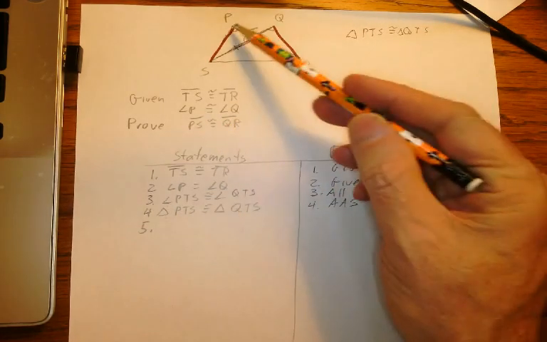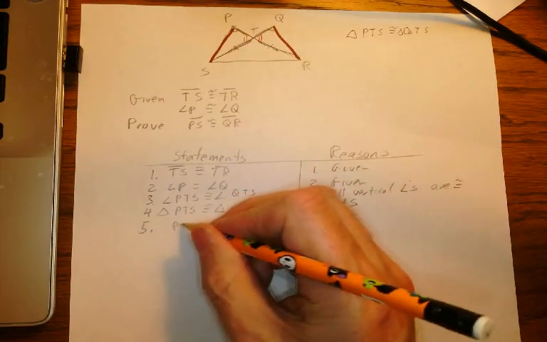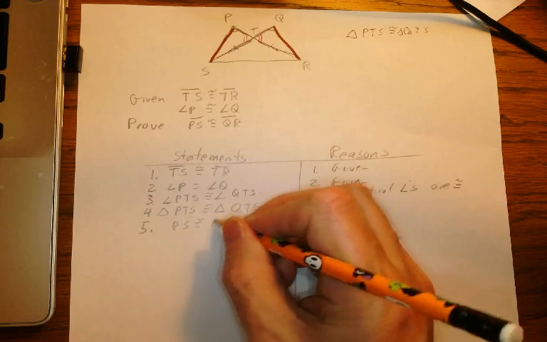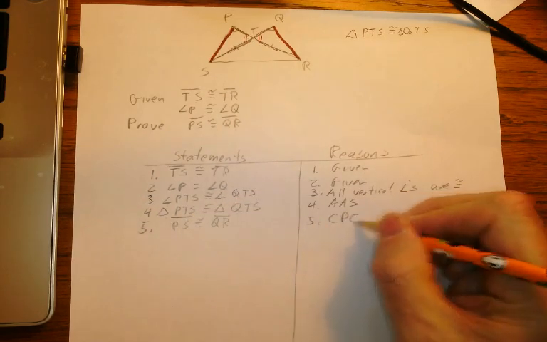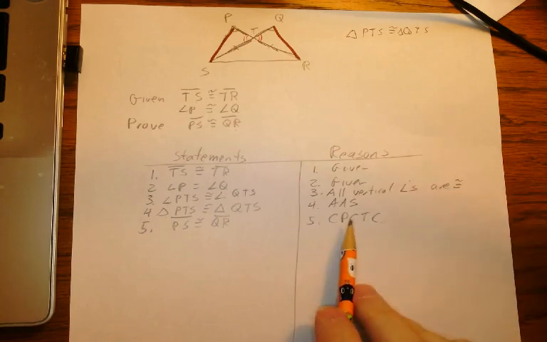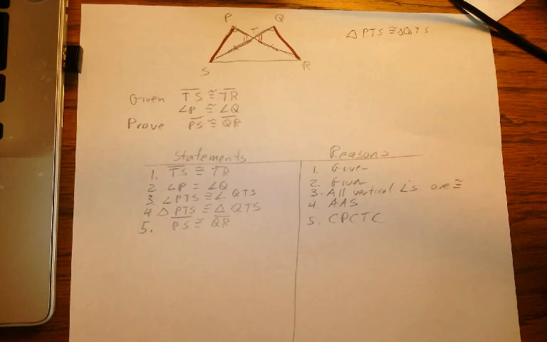PS and QR are parts of those triangles, so I'm done. PS is congruent to QR. CPCTC. Corresponding parts of congruent triangles are congruent. That's what that abbreviation stands for.